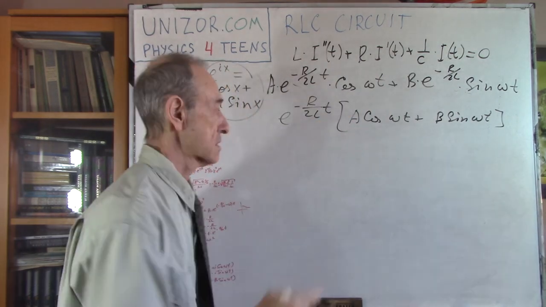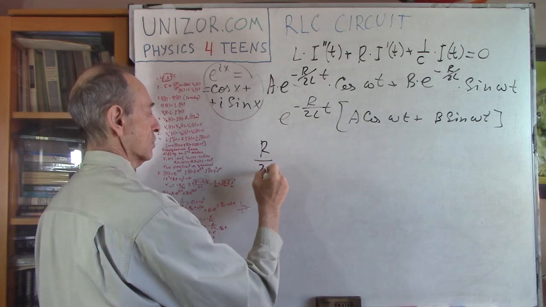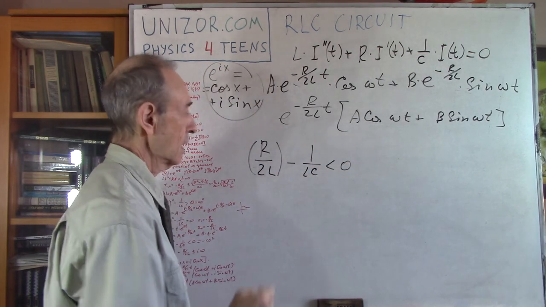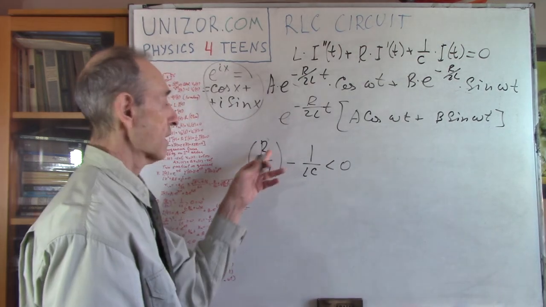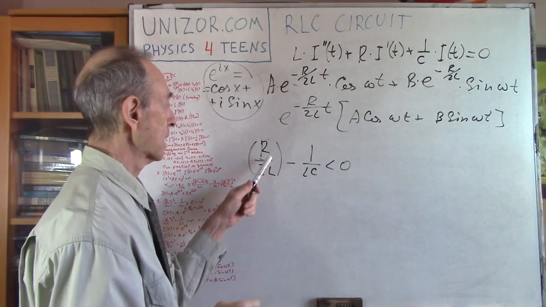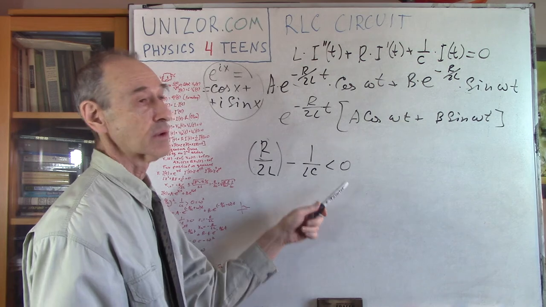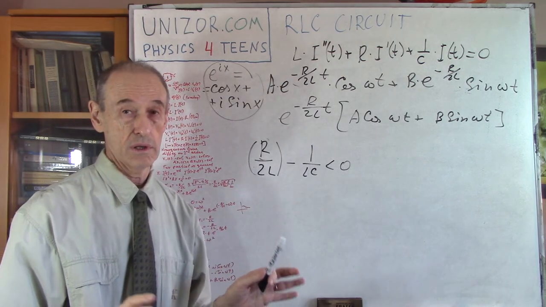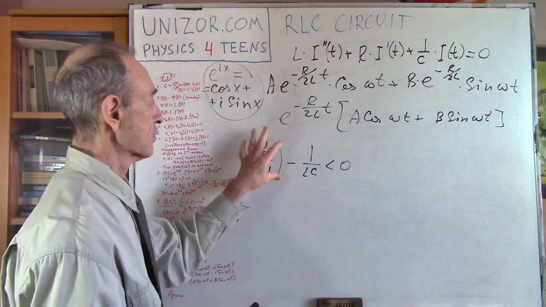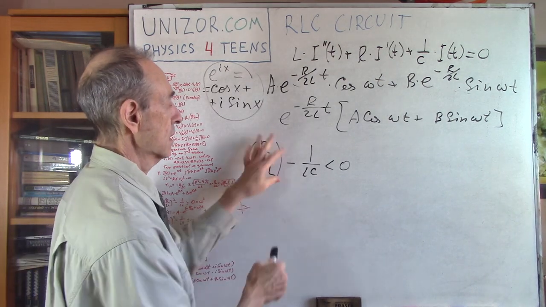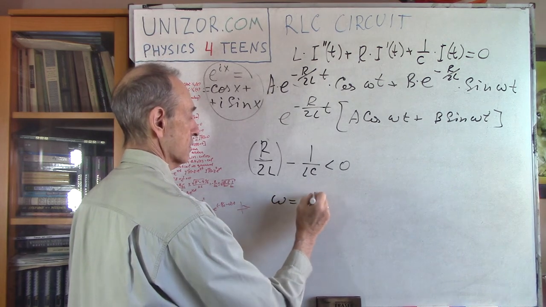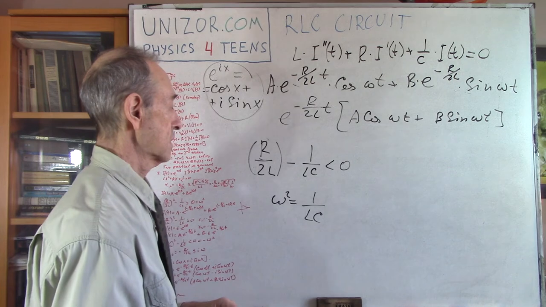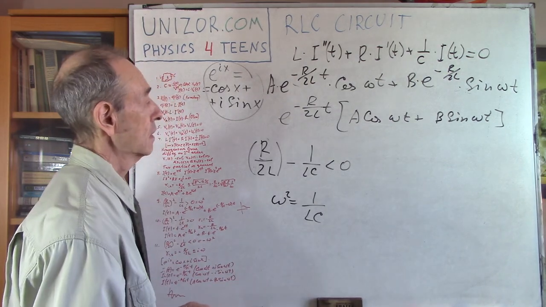And now we have oscillations. And oscillations are in case (r over 2l) squared minus 1 over lc is less than zero. So R is not really very big. R is resistance. So the bigger the R, the greater this, and it will be greater than zero. That's it, basically. There will be no oscillations. But while resistance is not very big, everything will be fine. Now, if resistance is zero, you will have this, and omega squared is equal to 1 over LC. If you remember, this is from the previous lecture. So that's why it's omega. It's basically the angular speed of oscillations.